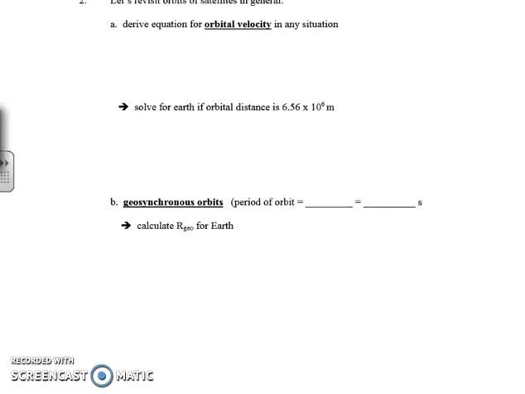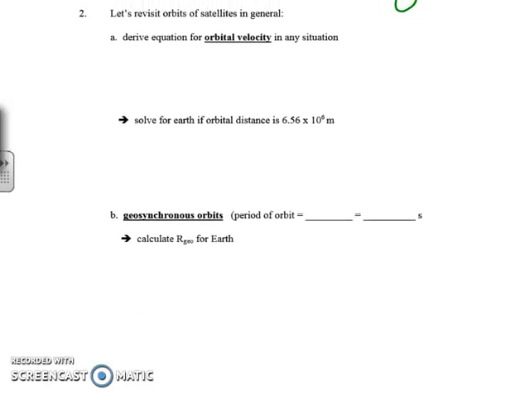Now, even better, or additionally, maybe not better, is we can look at orbital motion a little bit more generally. In other words, we can now derive an equation for orbital velocity in any situation. We've already done this for an object near the surface of the Earth. We said the v has to be equal to the square root of gr. So the problem is g is only 9.8 at the surface of the Earth. What if we want to do it for any general situation?